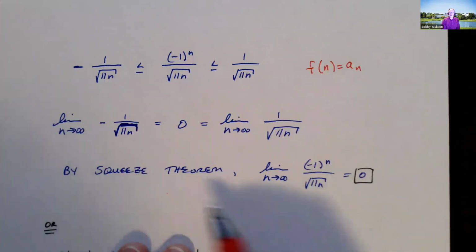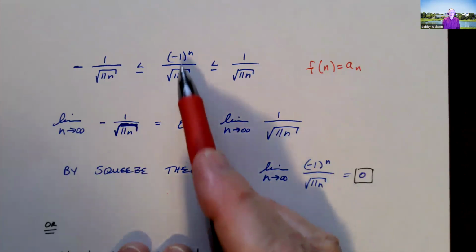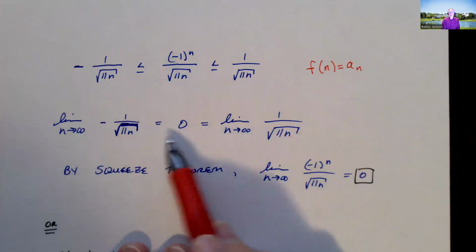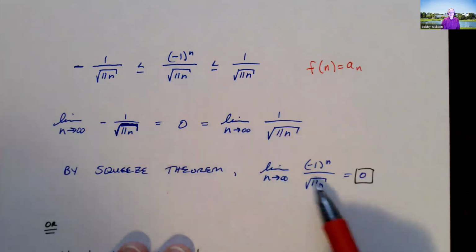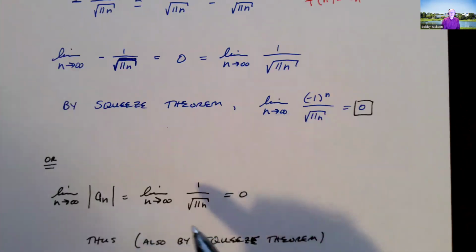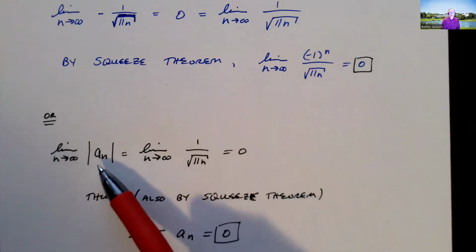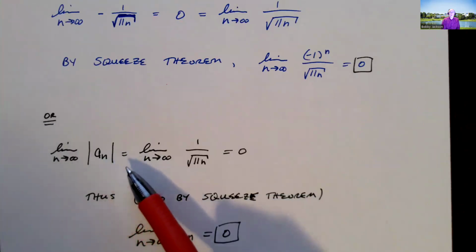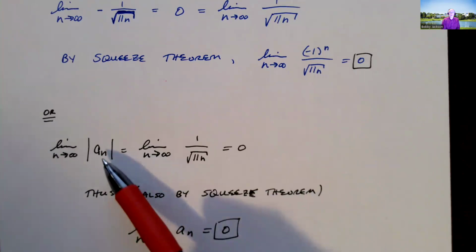But by the squeeze theorem, then, since the terms of our sequence are squeezed in between these two, and both limits are 0, the limit of our sequence is also 0. Another way of doing this, of course, from the squeeze theorem, we proved the theorem that if the limit of the absolute value of the terms of the sequence is 0, then the limit of the sequence is 0. And that's exactly the case.